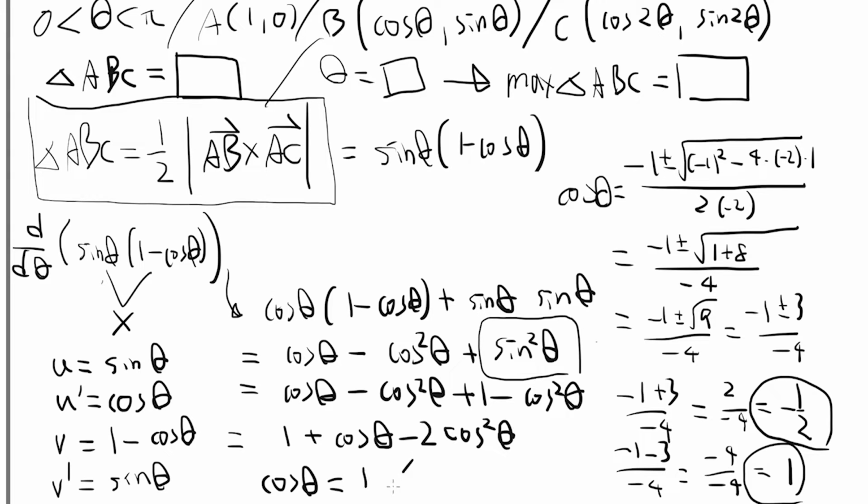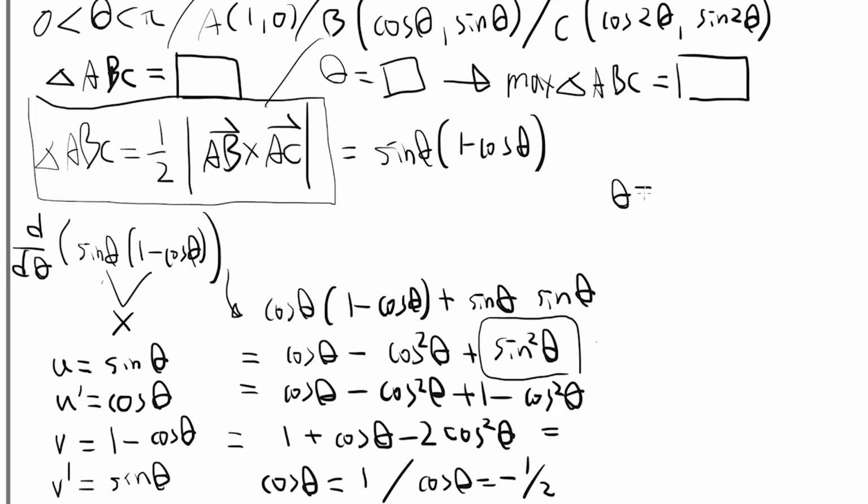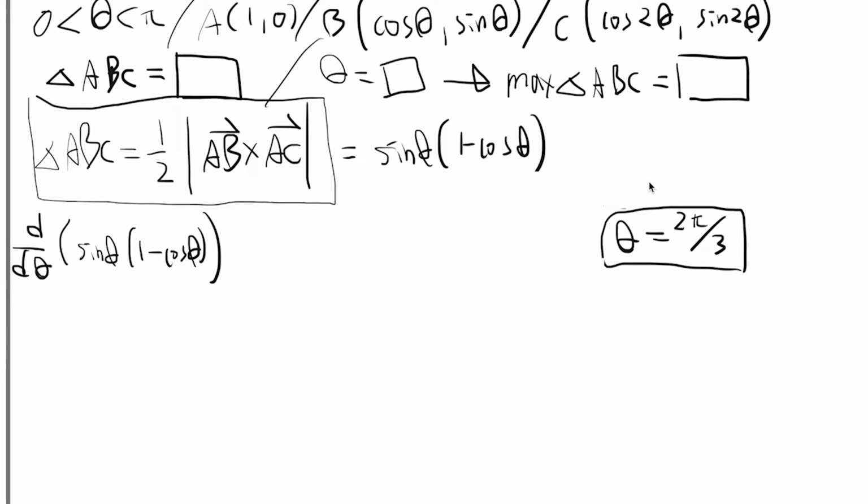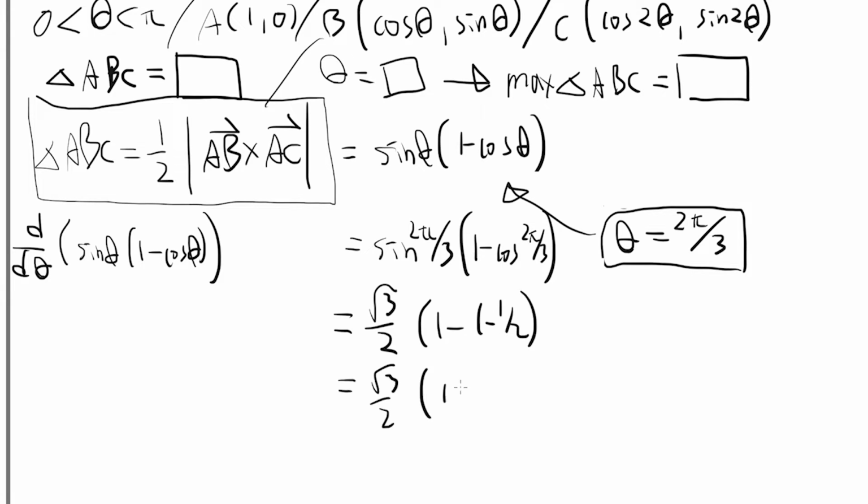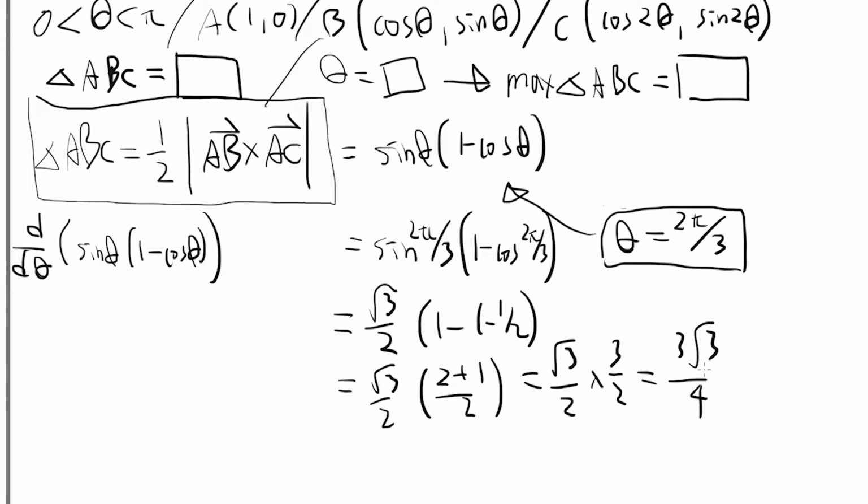Cosine theta is 1 and cosine theta is minus 1/2. When cosine theta is 1, theta is 0, and when cosine theta is minus 1/2, theta is 2 pi over 3. If the angle is 0, there won't be a triangle, so the angle must be 2 pi over 3. And let's substitute this value of theta into this equation to find the maximum area. So the maximum area is 3 root 3 over 4.